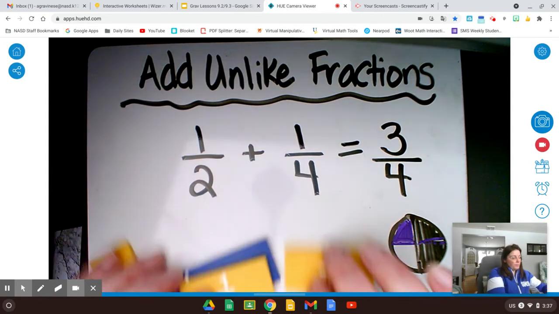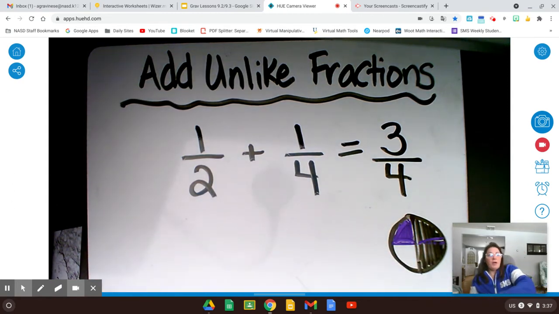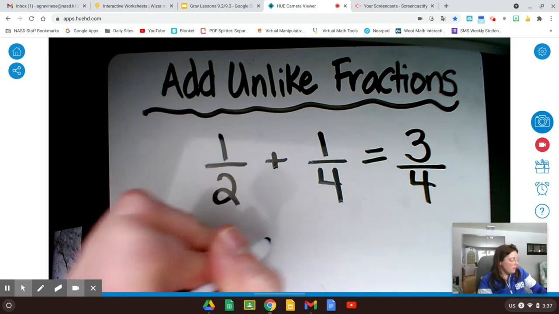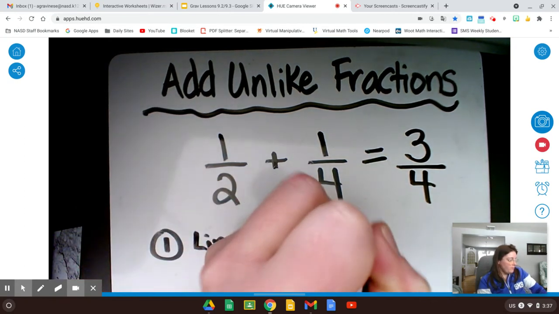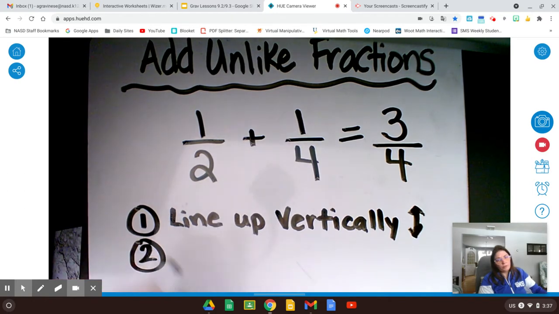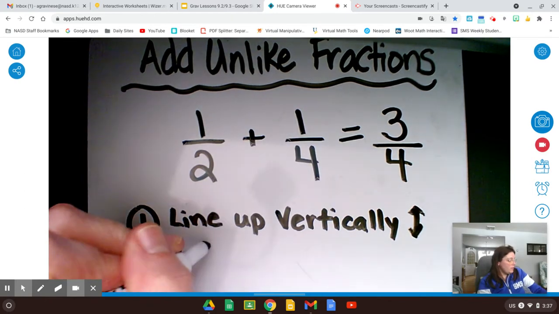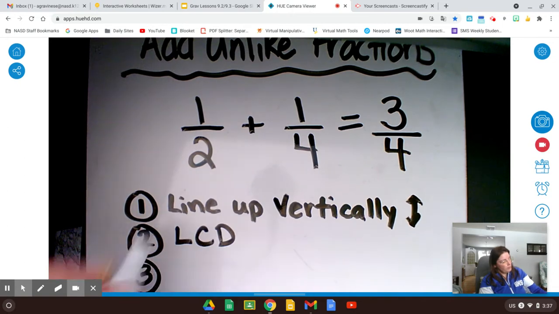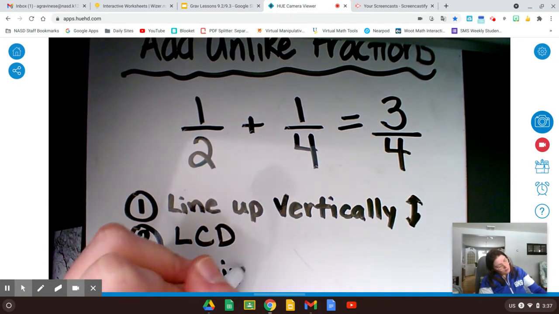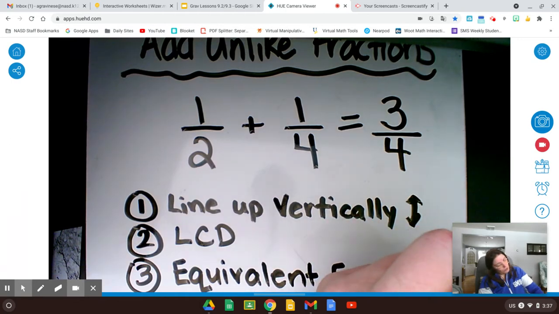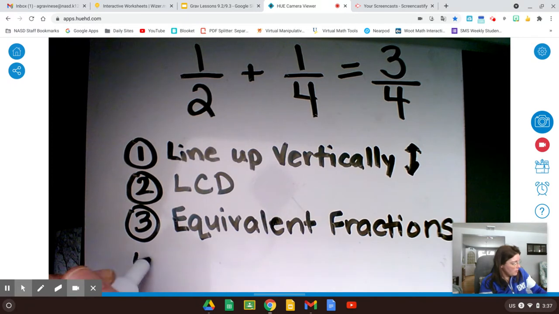So I want to show you this exact problem using 5 steps. And if you're taking notes, you definitely want to copy these 5 steps down. Step 1 is to line up vertically. Vertically means up and down. Step 2, and I'll go over these steps in detail, don't worry. Find the LCD, least common denominator. Step 3, write equivalent fractions. Oh my gosh, there are so many steps here. I know, this will take you a bit of practice. Step 4, add.